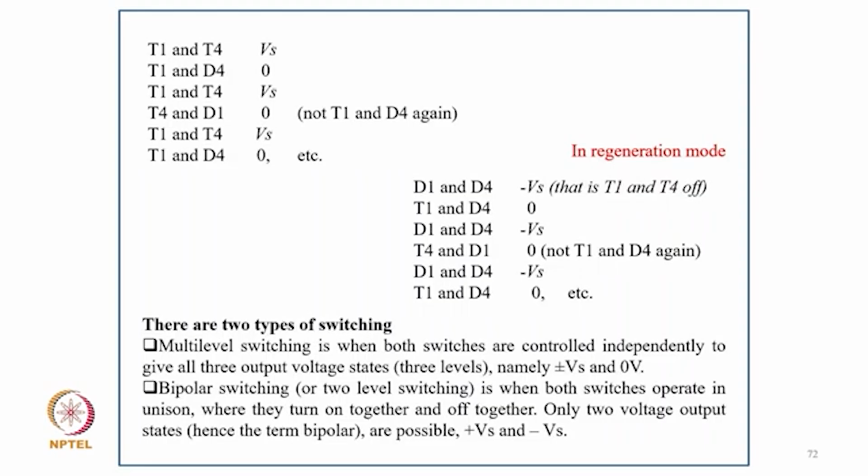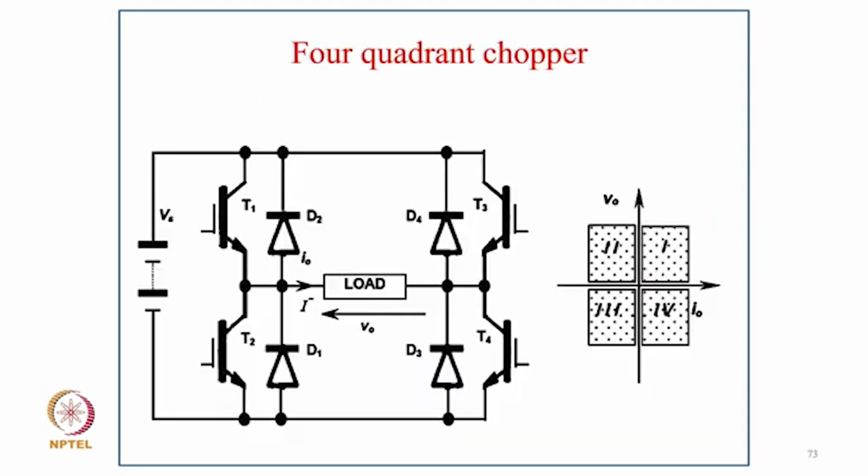There are two types of switching. Multi-level switching is when both switches are controlled independently to give all three output voltage levels, plus or minus Vs and 0. Bipolar switching, or two-level switching, is when both switches operate in unison, turning on and off together, to give only two output voltage states, plus Vs and minus Vs, which is called bipolar. So it is called unipolar switching and bipolar switching.